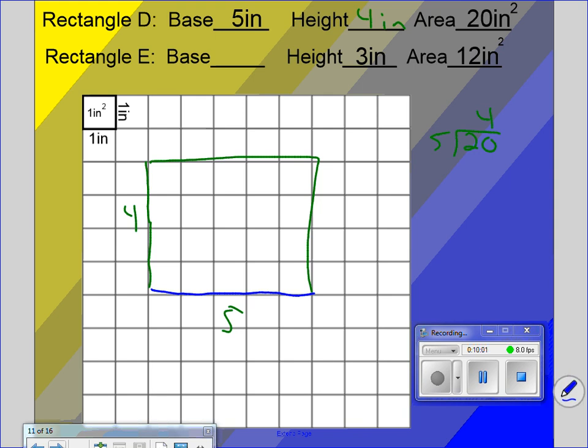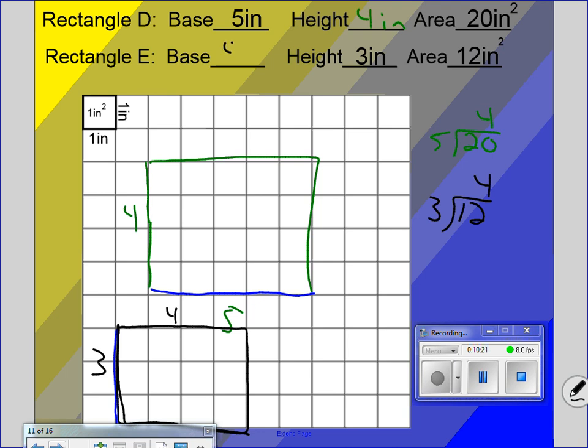My height is a 3. My area is 12, so I'm going to have to go 12 divided by 3, which gives me 4. So I'm going up or over 4. 1, 2, 3, 4. Down. Here's my shape. I have a 3, and I have a 4. 4 inches.